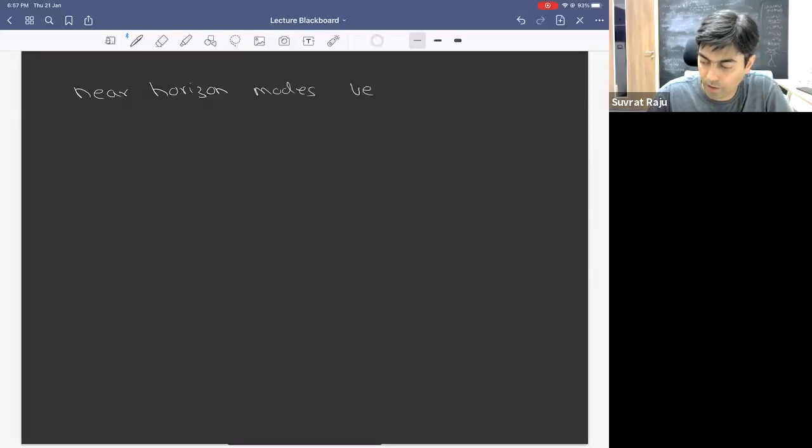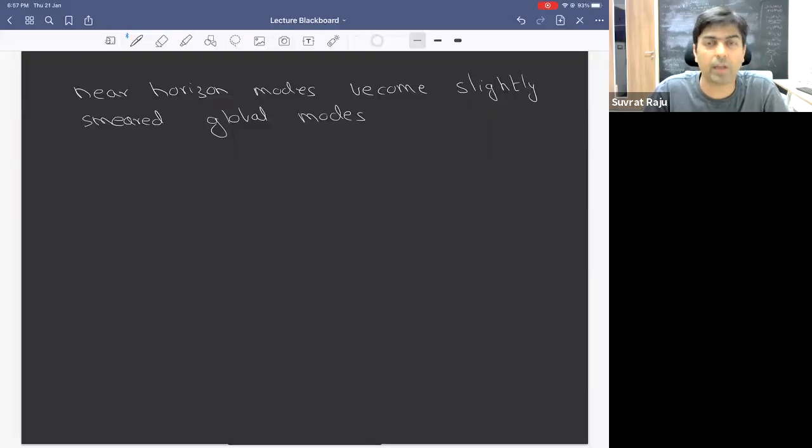Okay. So the summary is that the near horizon modes become slightly smeared, not sharply, slightly smeared global modes. Okay. And we don't need to work out the final smearing. We only need to work out the fact that when we define the near horizon modes with omega naught, these slightly smeared global modes are picking up frequencies centered on a frequency which is omega naught k.